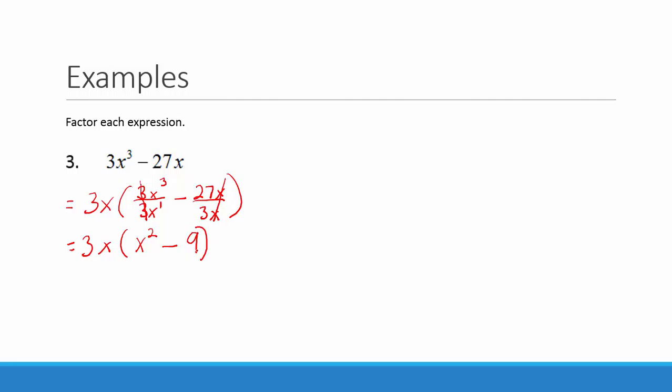So now let's look at what's in the parentheses and see if we can factor that some more. We have x squared minus 9. This is in the form a squared minus b squared, because 9 can be written as 3 squared. So our a for this polynomial is equal to x, and our b is equal to 3. So we will factor this by using the formula for difference of squares, a plus b times a minus b. So we get x plus 3 times x minus 3.